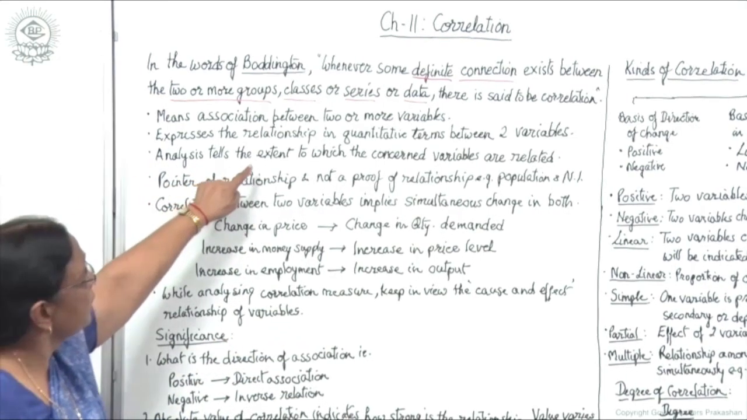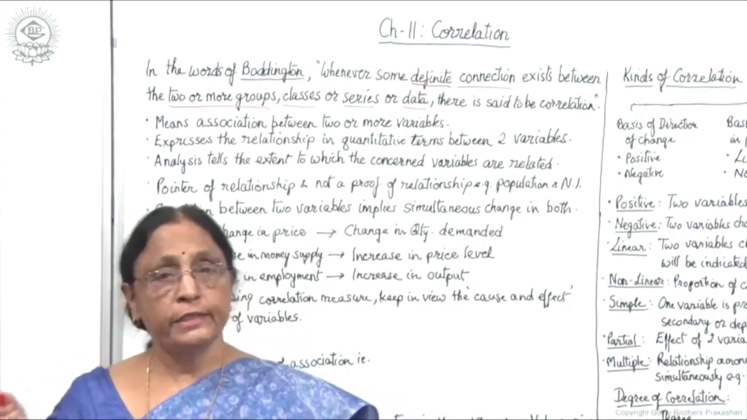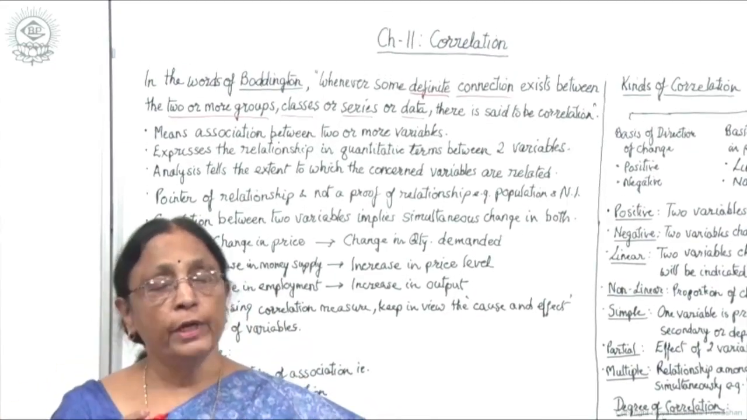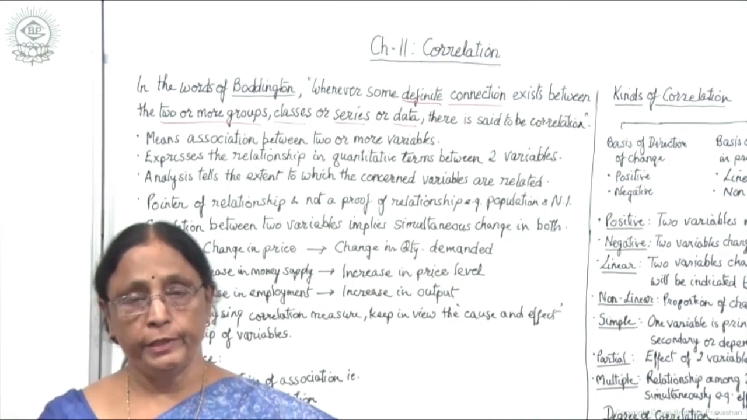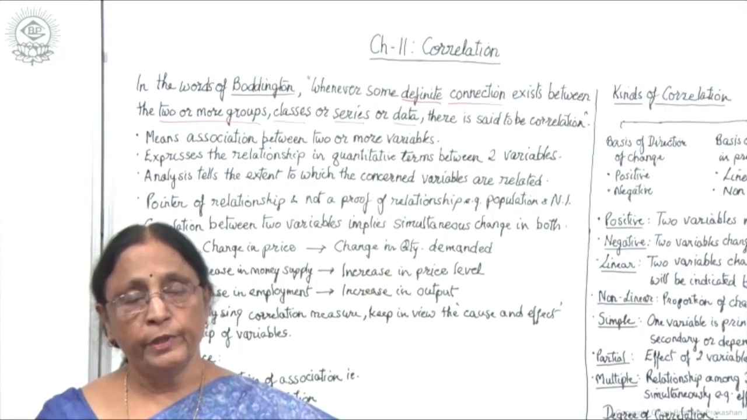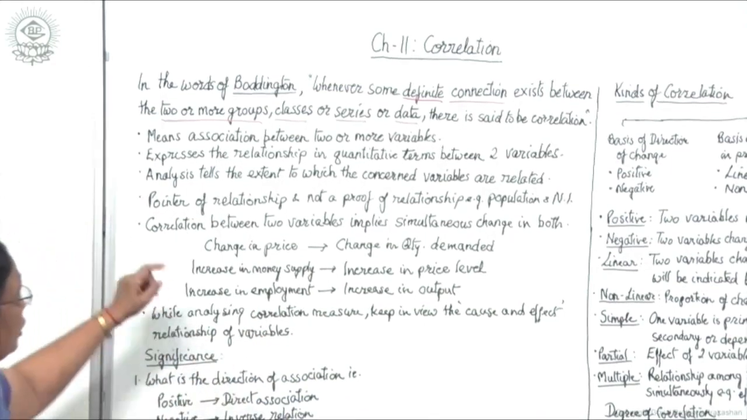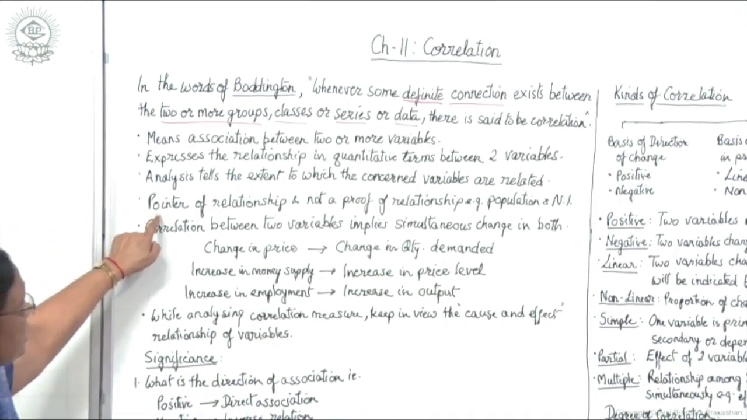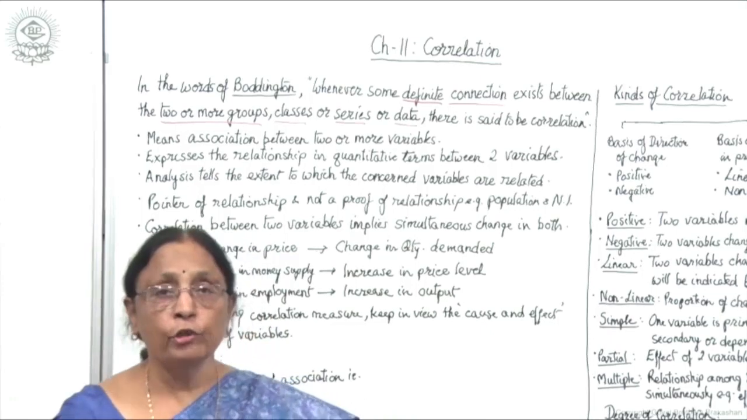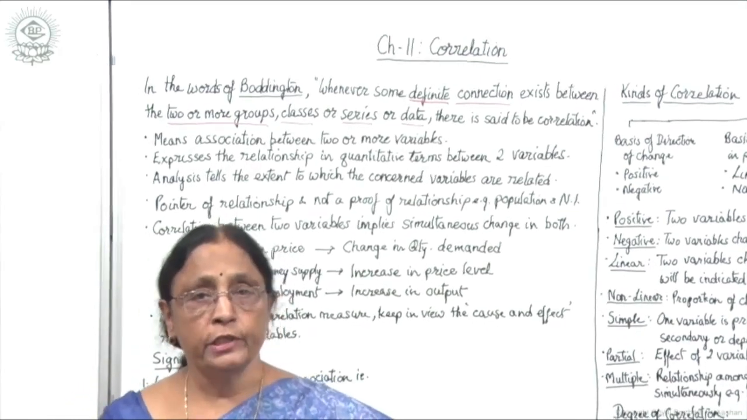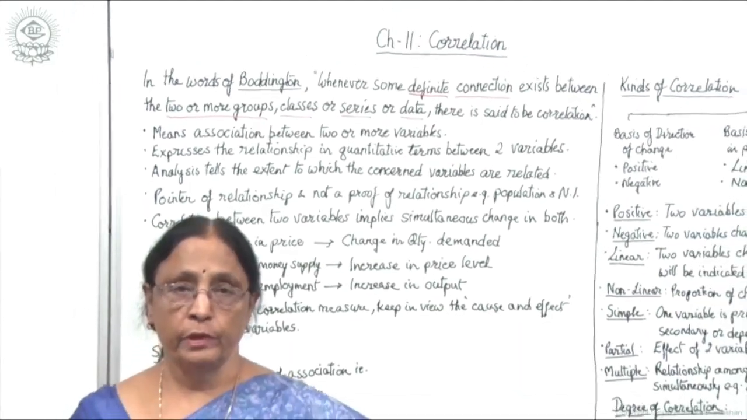Then analysis tells the extent to which the concerned variables are related. It does not give the exact figure, but it shows the extent to which the two variables are correlated, right? That means to what extent they are interlinked or connected. This is shown with the help of correlation. Thus, correlation is the pointer of relationship and not a proof of relationship. It points towards a certain relation, but it is not a proof of relationship.